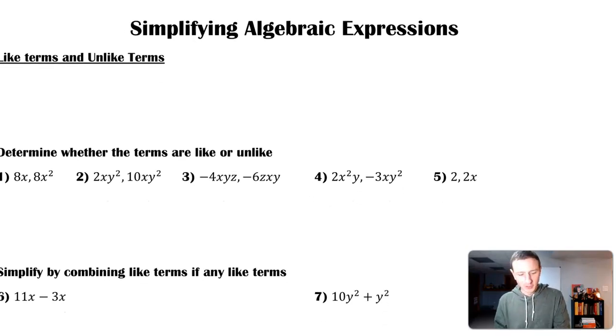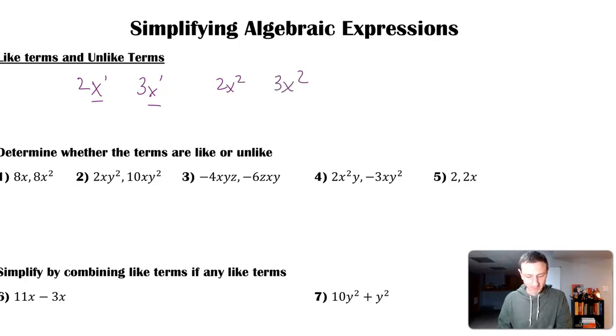Like terms are when we have the same variable with the same exponent. So for example, x to the first, 2x to the first, and 3x to the first are like terms because they have the same variable, x and x, with the same exponent, 1 and 1. Or 2x squared and 3x squared.